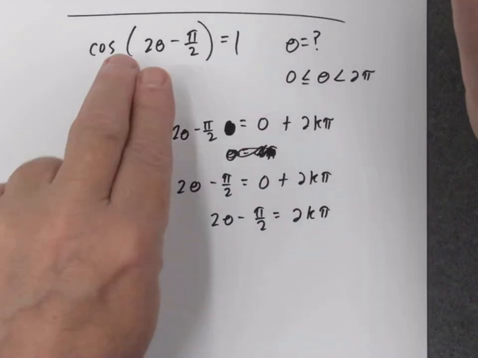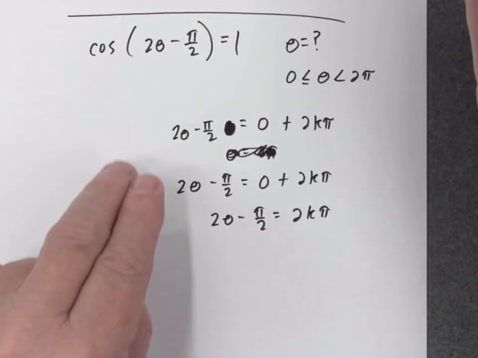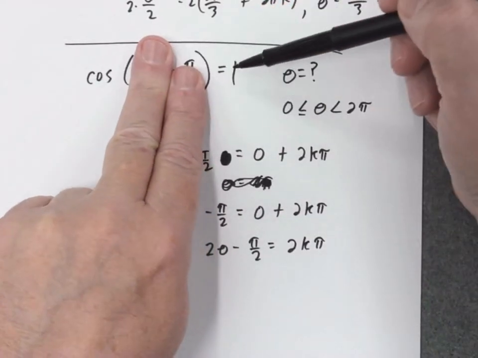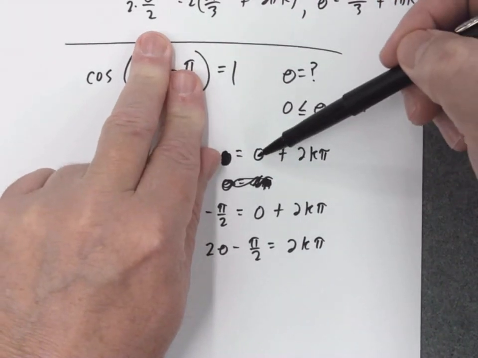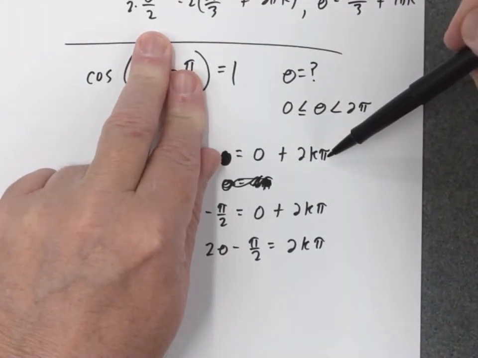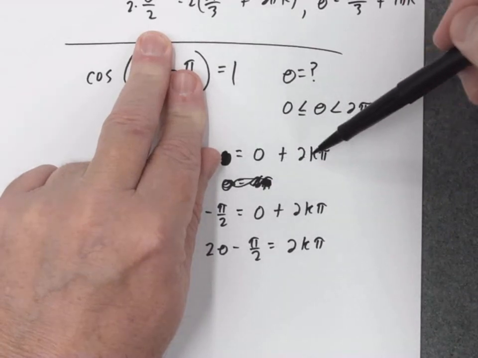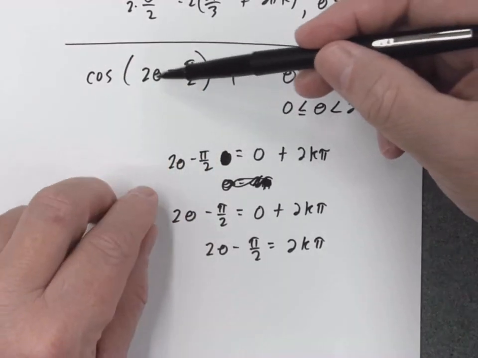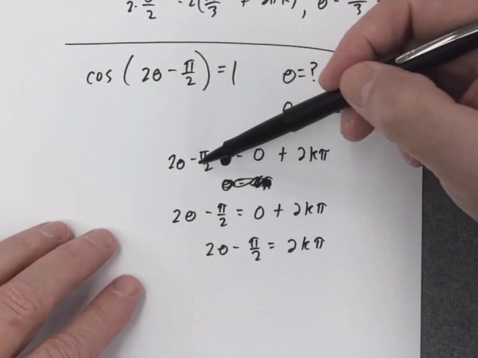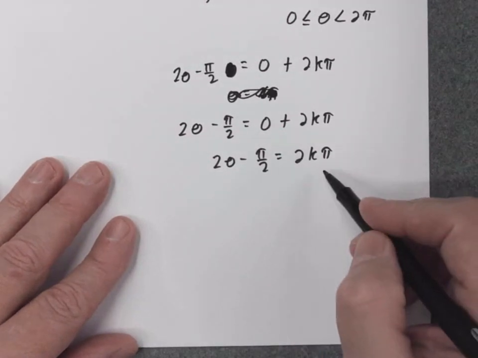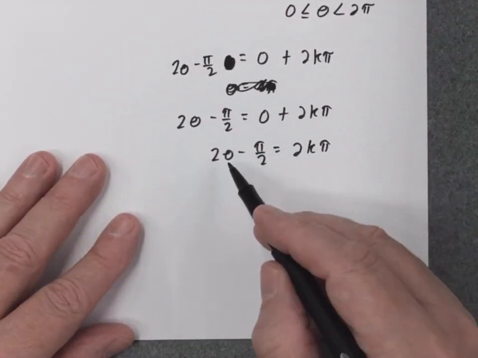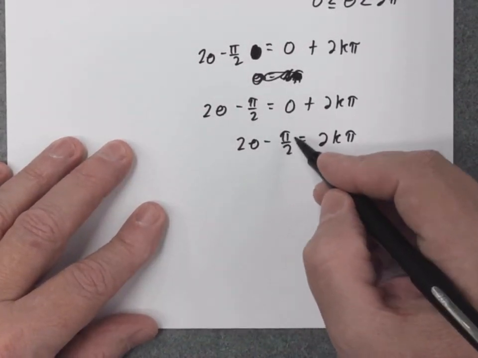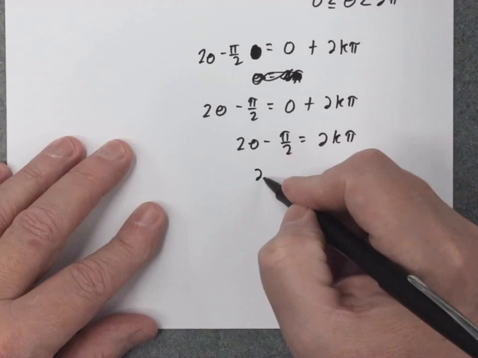Let me step through it again. When I have all this stuff inside the trig function, I ignore it and I ask myself, what's the angle where the cosine is 1? And I said 0 plus 2k pi, the general solution. Once I found this angle, and there's only one angle for this problem, then you bring down all the stuff inside the trig function. So that's how we get here. Now once I'm here, I do want to solve for theta. I want to get theta by itself. First thing I have to do is add pi over 2 to both sides.